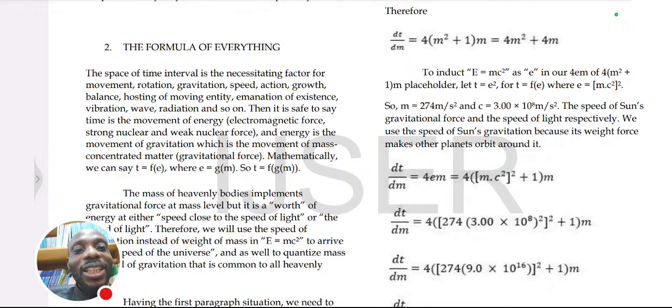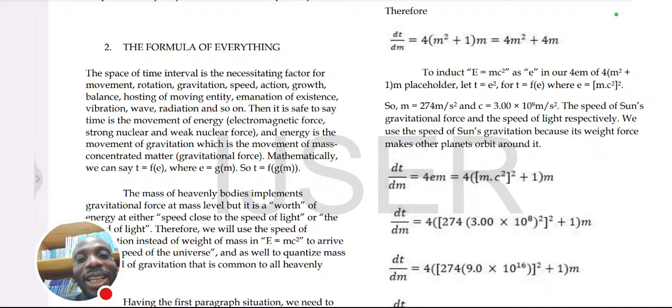The space of time interval is the necessitating factor for movement, rotation, gravitation, speed, action, growth, balance, hosting of moving entity, emanation of existence, vibration, wave, radiation, and so on. Then it is safe to say time is the movement of energy, electromagnetic force, strong nuclear force, and weak nuclear force. And energy is the movement of gravitation, which is the movement of mass, concentrated matter, gravitational force.